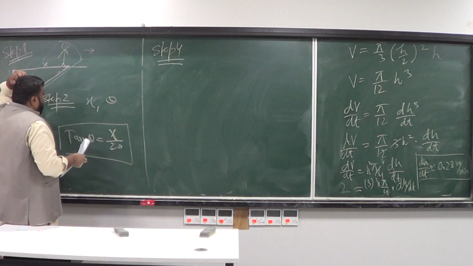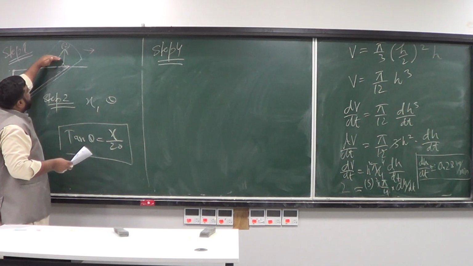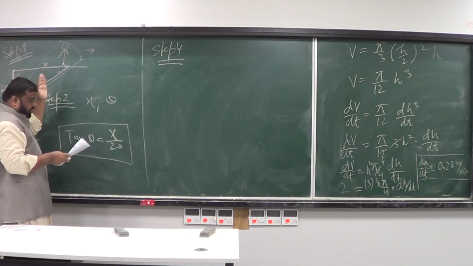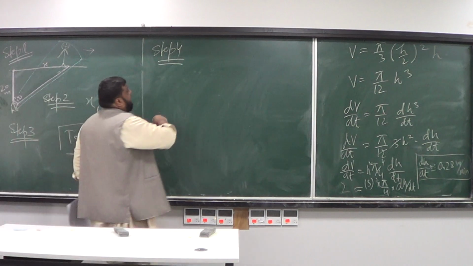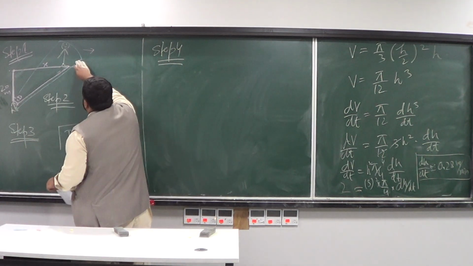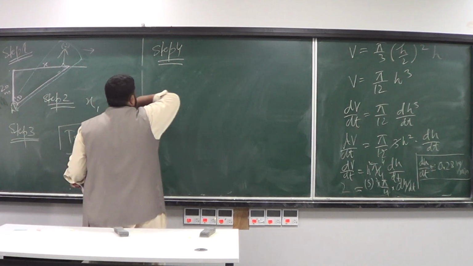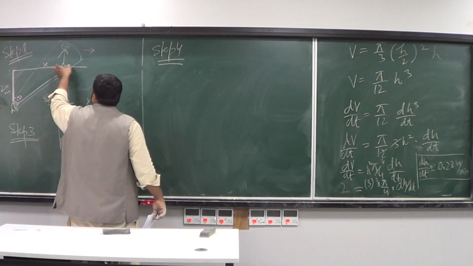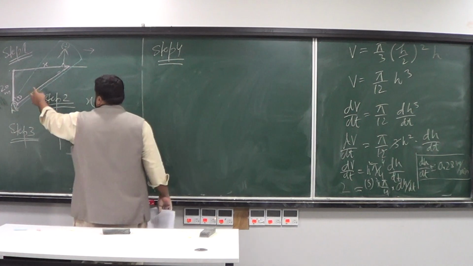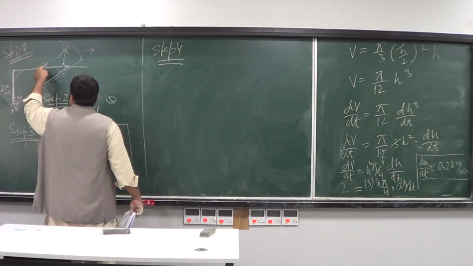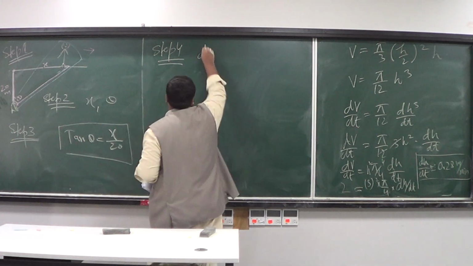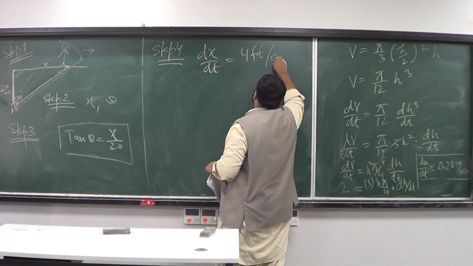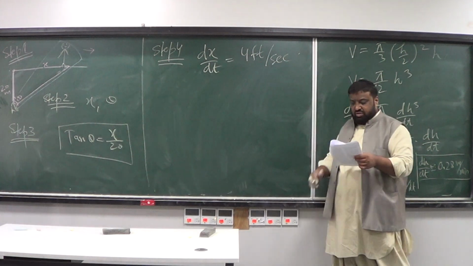The first thing that is given to me is that imagine this person is moving on this road at a rate of 4 feet per second. So the person is running on the road in this way at 4 feet per second. In other words, the distance between this point and the person is increasing at the rate of 4 feet per second. So dx by dt is 4 feet per second. This is given to me.